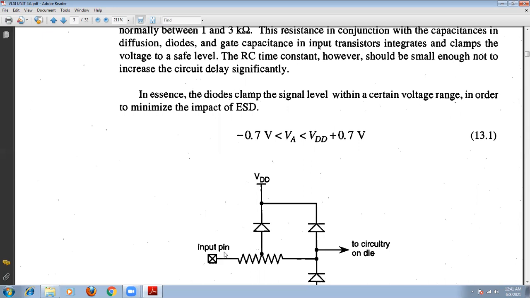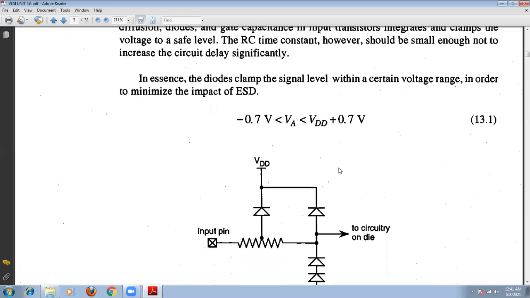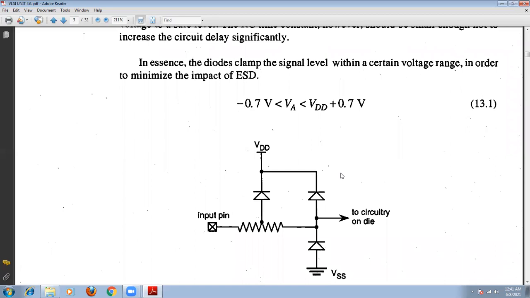Therefore, the RC time constant should be small, but not too large, otherwise the delay will increase. Keep this in mind when we design this protection network. Similarly, the diode-clamped signal level may vary from minus 0.7 volts to VDD plus 0.7 volts.